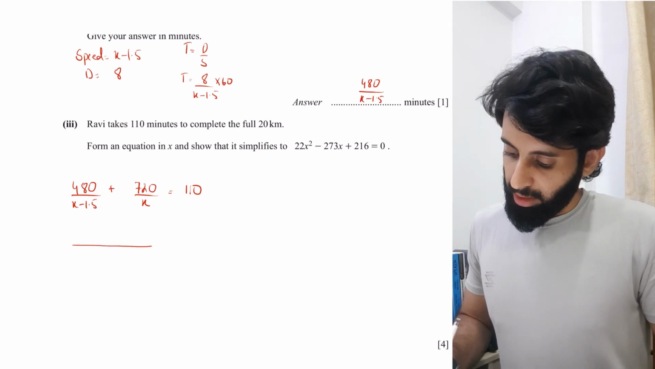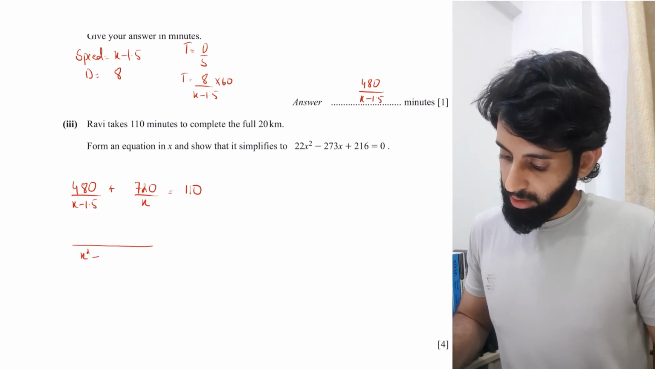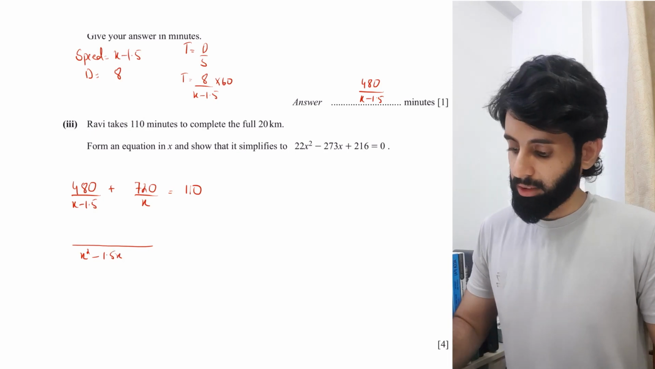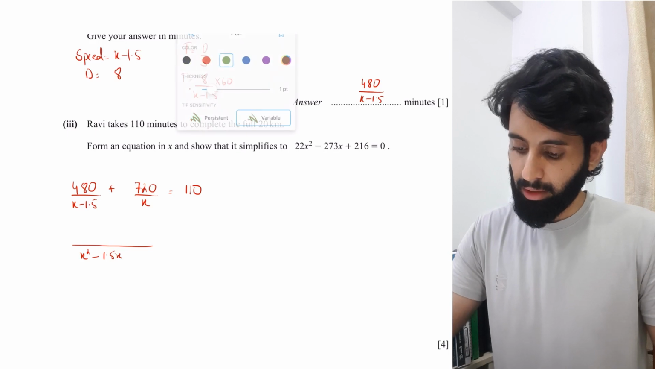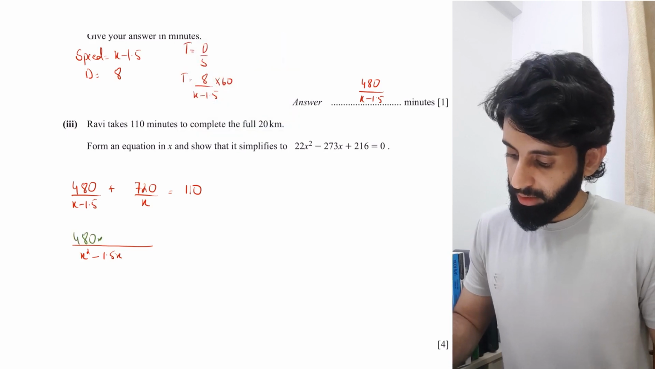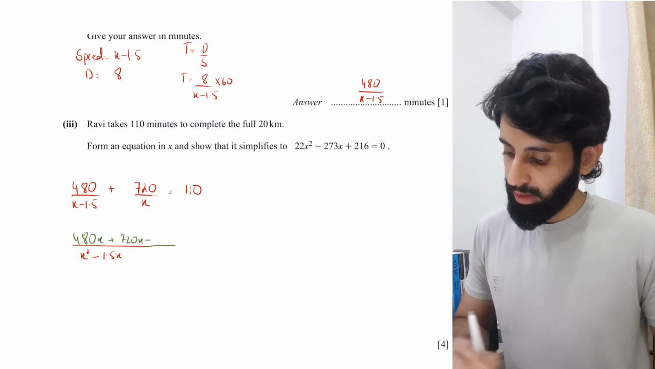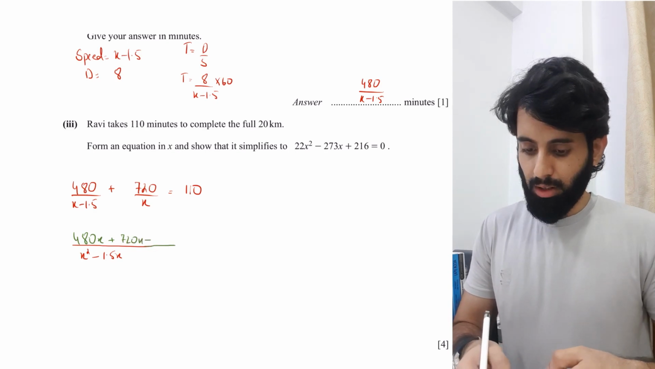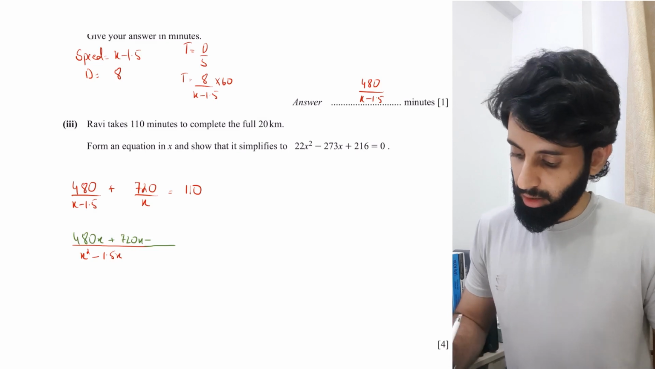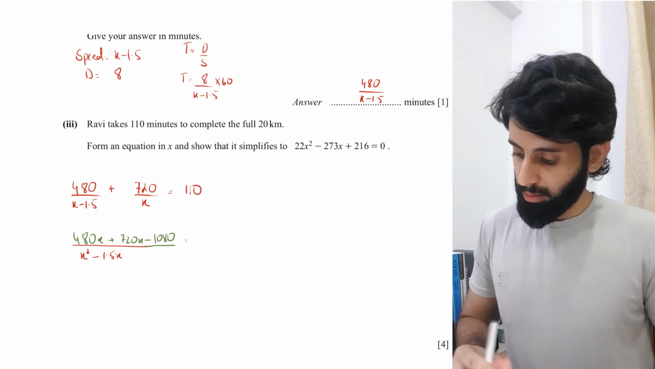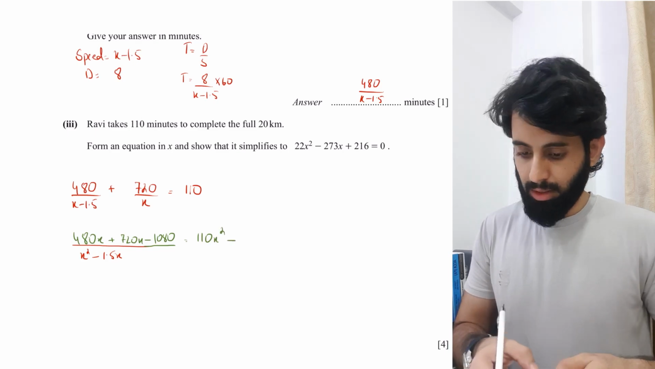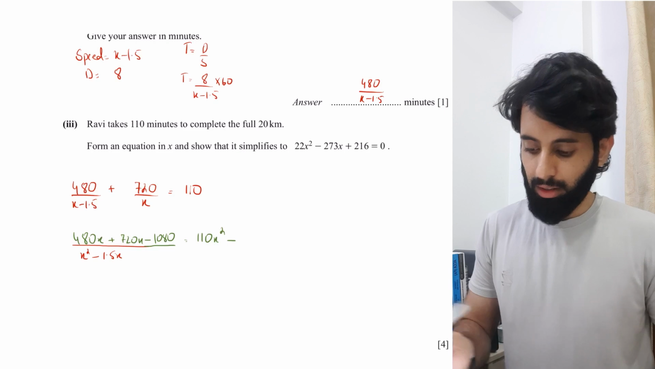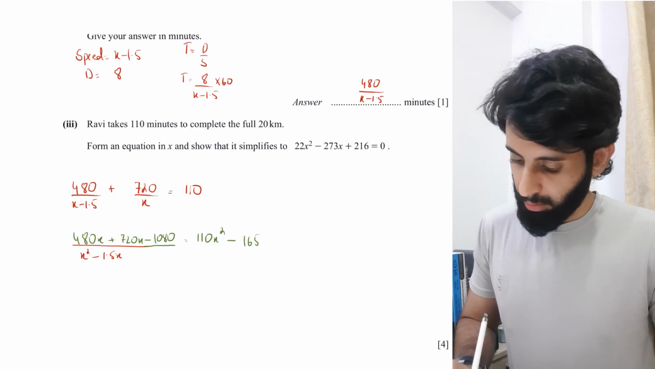Now it's a matter of taking out the LCM, cross multiplying, and getting to the final answer. So the LCM is going to be x squared minus 1.5x, right? We just multiplied the two together, and then we have 480x plus 720x minus, let's see what 720 into 1.5 is, 1080, is equal to 110x squared minus, let's see what 1.5 into 110 is, that's 165x.